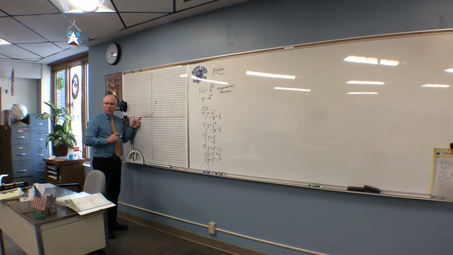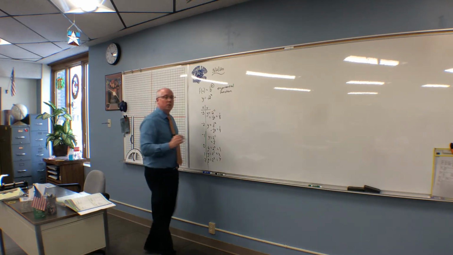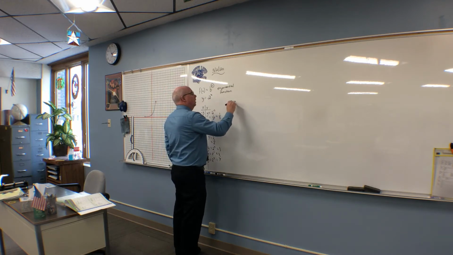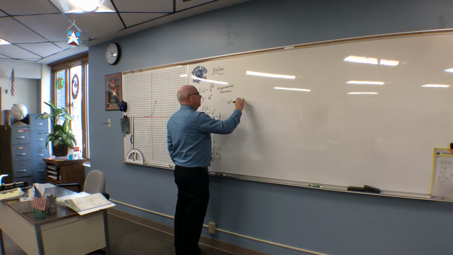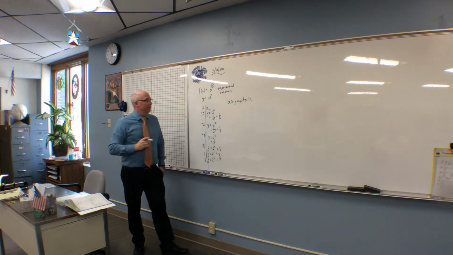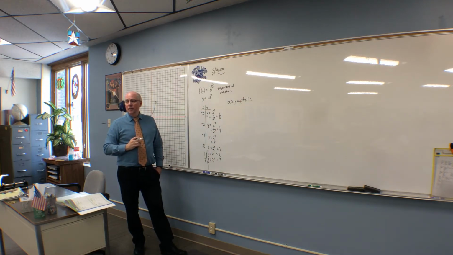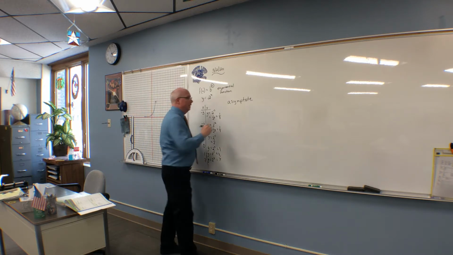But it never touches that. You know what we call a line that the graph gets closer to, but we never touch it? Okay? It's one of those words that you never want to say on video, but I'm going to say it. It's an asymptote. Okay? It's A-S-Y-M-P-T-O-T-E. All right? An asymptote. Okay? Yes, it is called that.